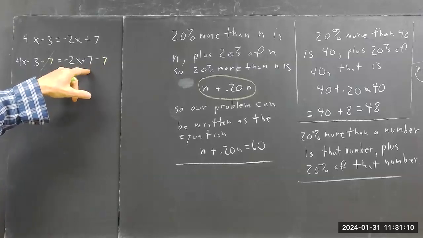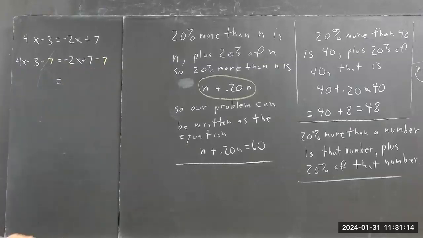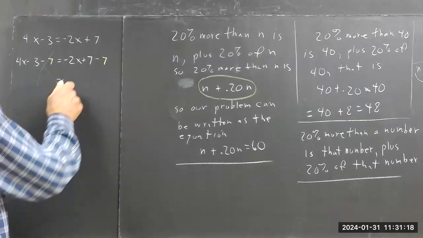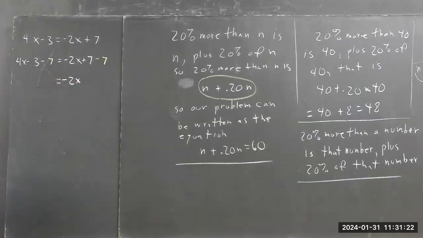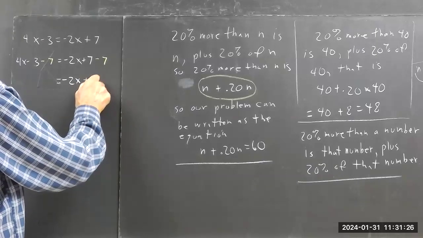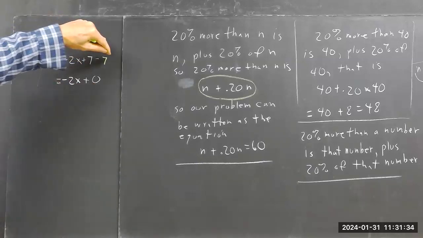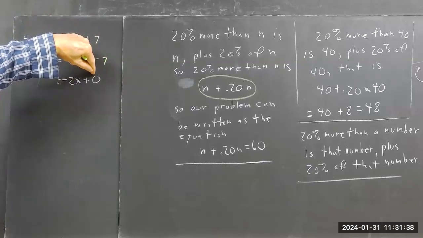We can subtract 7 from 7. That's why we wrote it. So we get negative 2x here. Let's just be complete. That's negative 2x plus 0. You don't really have to write plus 0, but you have to understand 7 minus 7 is 0. That gives you negative 2x plus 0.